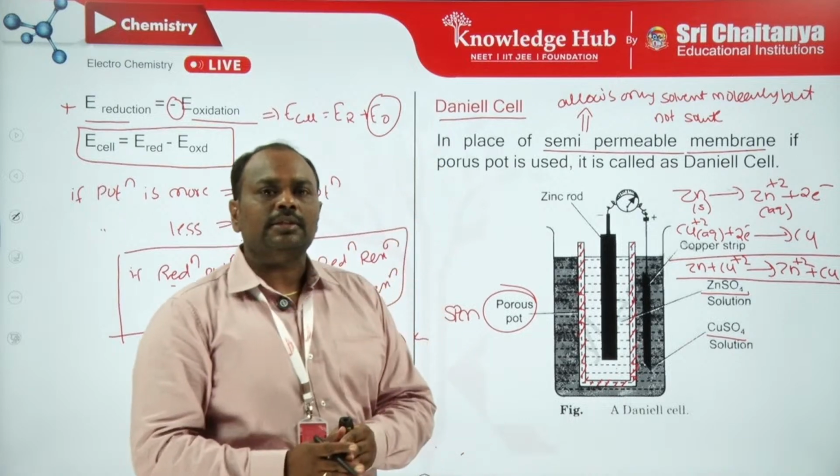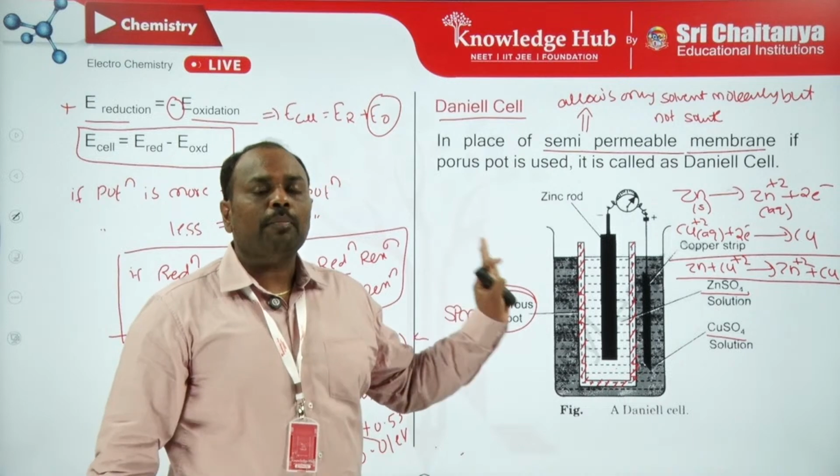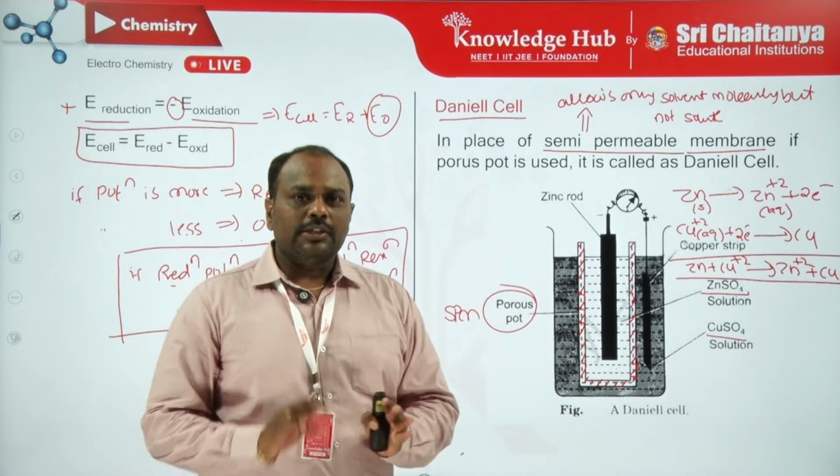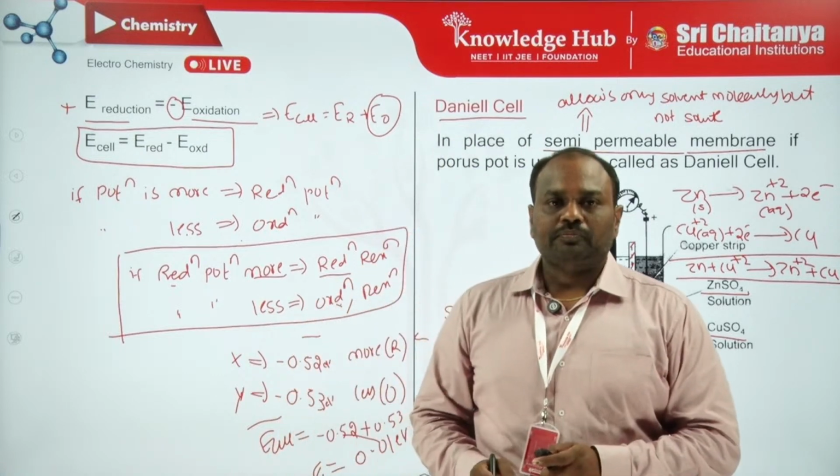But what is the difference? Instead of a salt bridge we use which one? Semi-permeable membrane. This is a major difference between the Daniell cell and the galvanic cell.